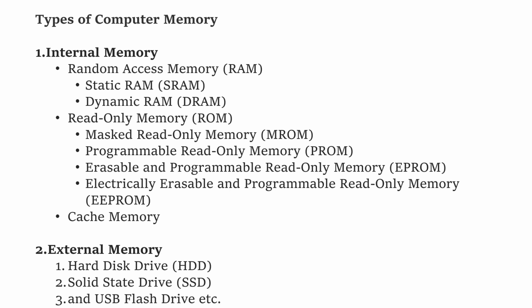Now we see the types of computer memory. First is the internal memory and next is the external memory. Internal memory has random access memory and read-only memory, and cache memory, which is the extension of this internal memory. And coming to the external memory, it has a hard disk drive, solid state drive, etc. We can see in a detailed manner about the internal and external memory.